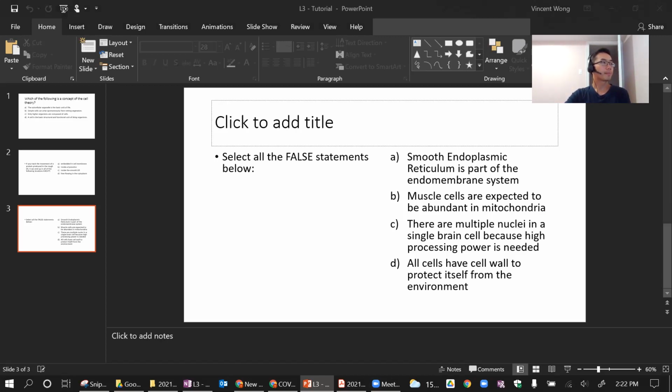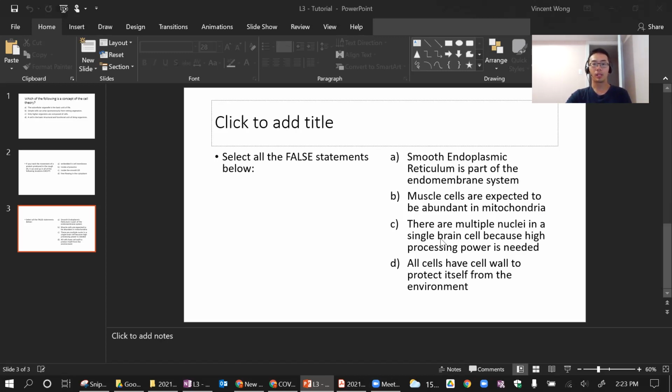Okay, let's see. False statements. First one, smooth ER is part of the endomembrane system. We know that is true, right? The endomembrane system contains the rough ER, the smooth ER, the Golgi body, as well as the lysosome. So that is a correct statement. It's not the answer. Muscle cells are expected to have abundant mitochondria. We just talked about that in the application question, so we know that is true.